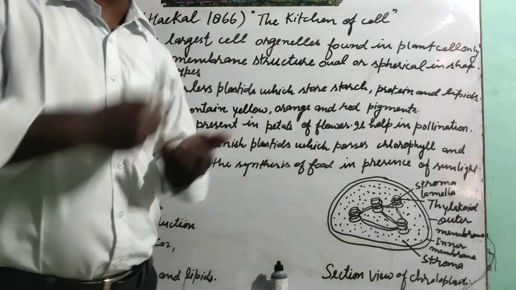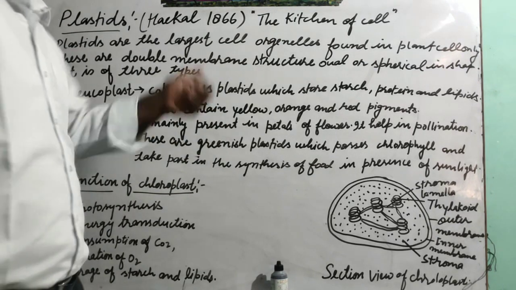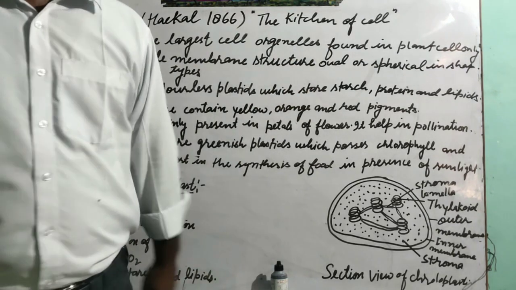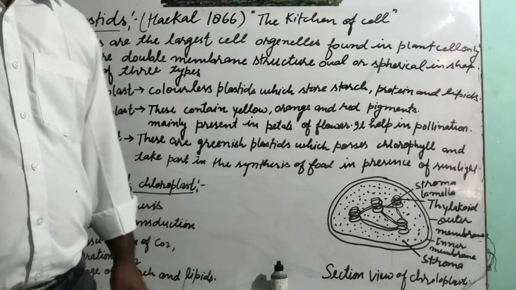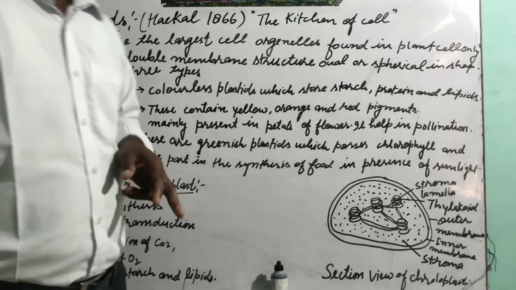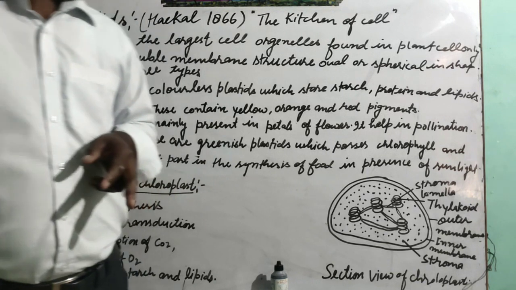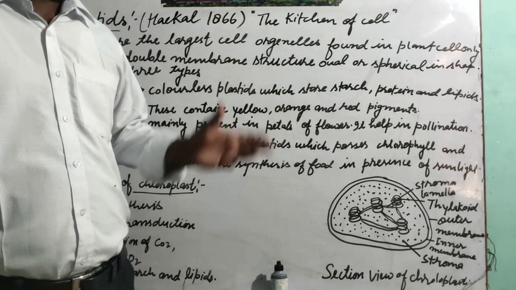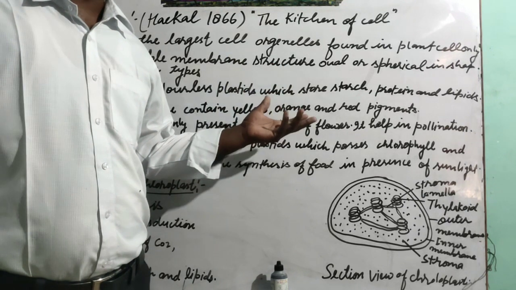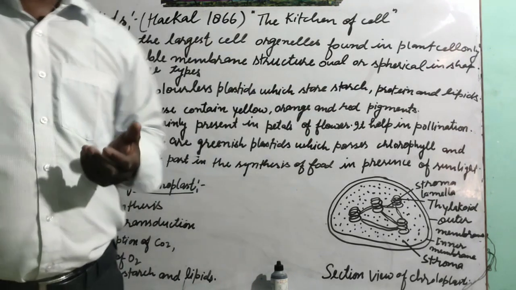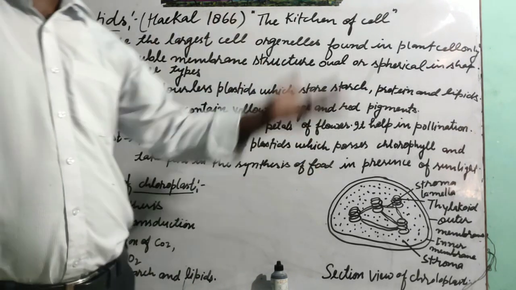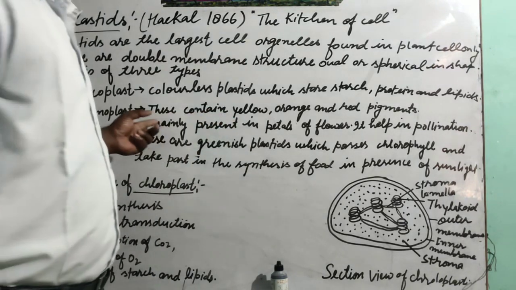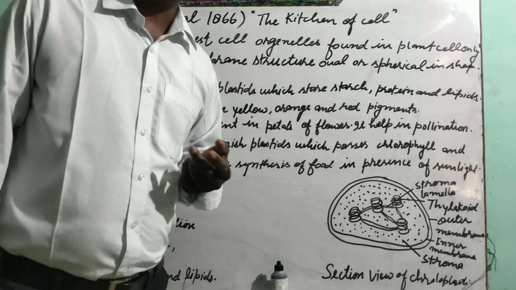How is it possible that chromoplast is helpful in pollination? Due to its color, it attracts butterflies and other insects, due to which the pollen grains also transfer along with the butterflies from one flower to another flower. This is the reason it is helpful in pollination.